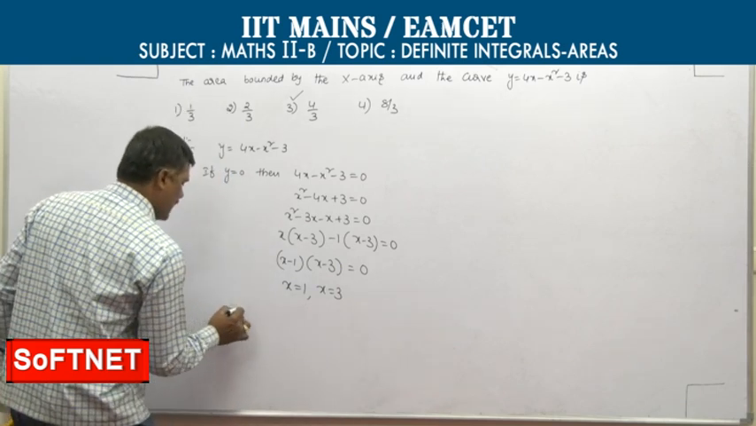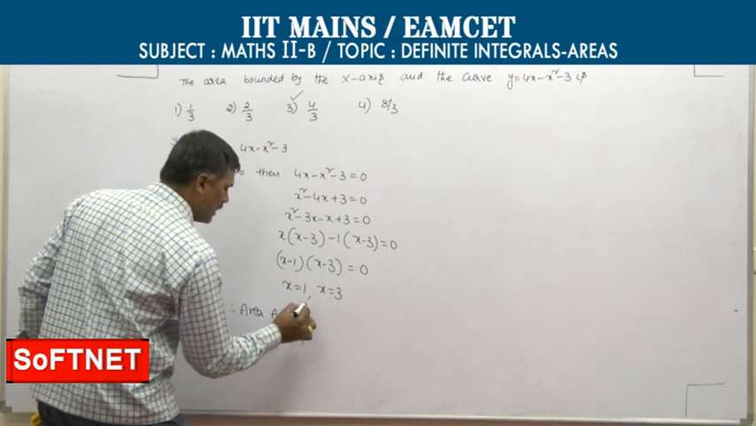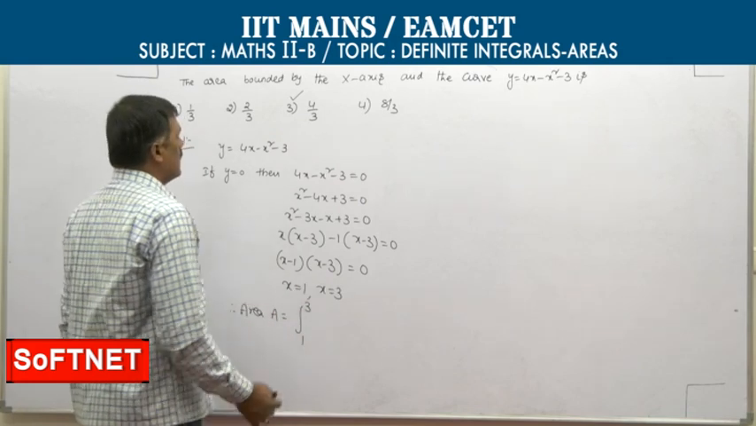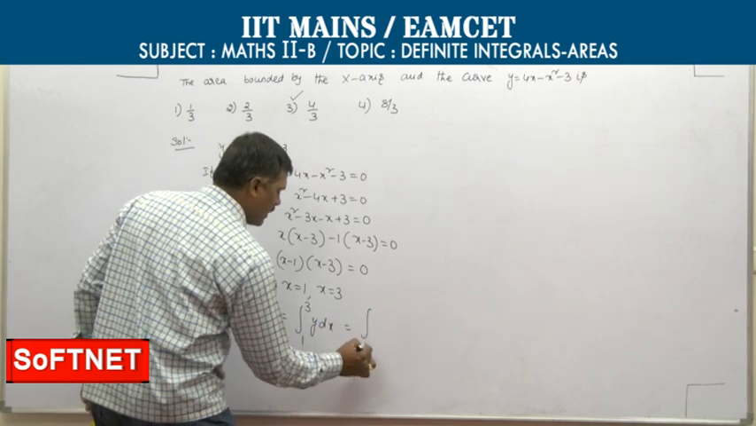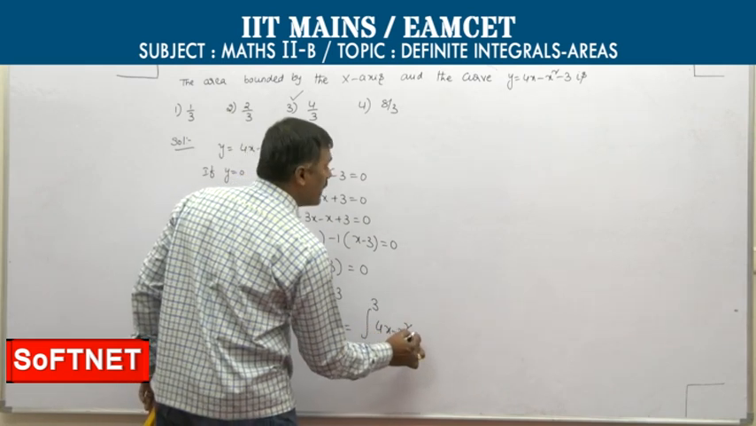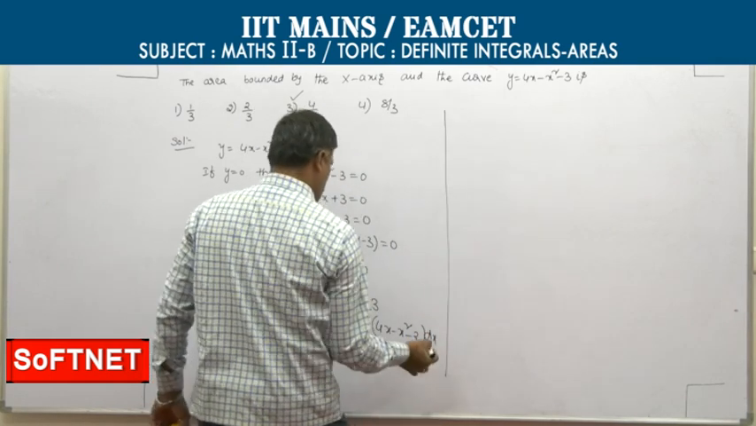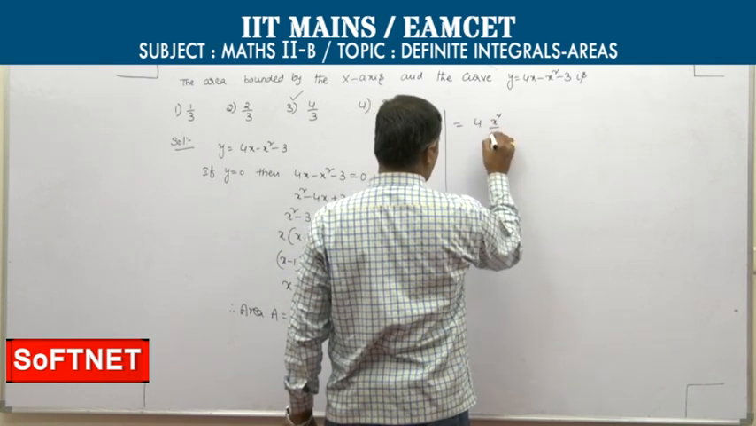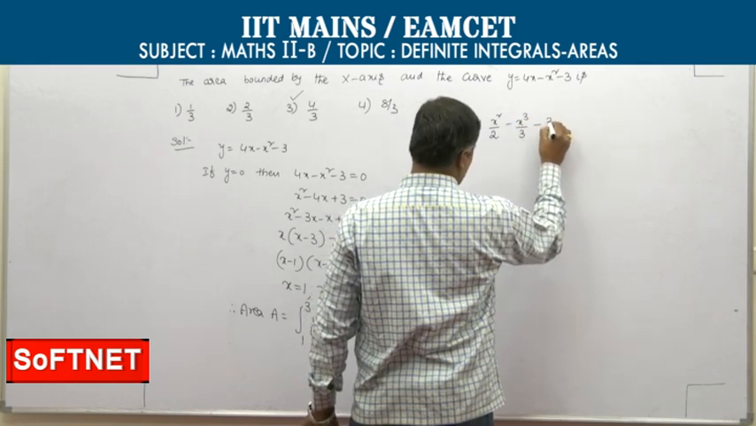Therefore, area A is equal to, the limits have come, integral from 1 to 3. x is equal to a, x is equal to b. Integral of 1 to 3 of the given function y dx, that is equal to integral of 1 to 3. What is y? 4x minus x square minus 3 into dx, that is equal to 4 into x integration x square by 2, minus x square integration x cube by 3, minus 3 integration 3x.